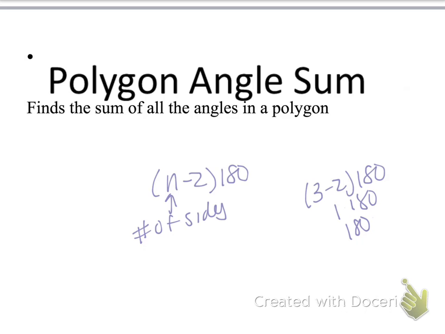Okay, testing it with four-sided figures. A square should have 360 degrees. So 4 minus 2 times 180, that gets me 2 times 180, which then gets me that 360.